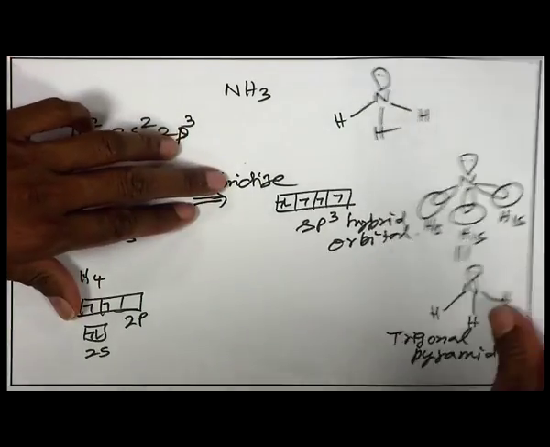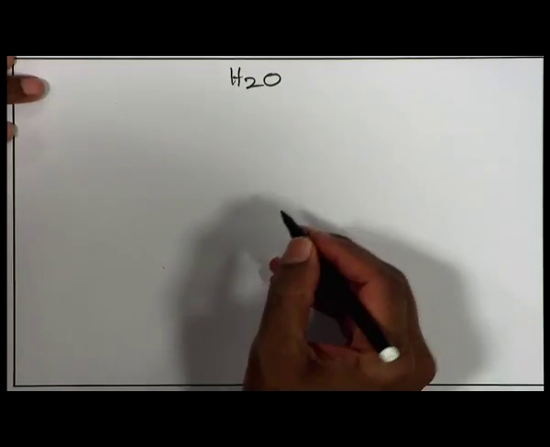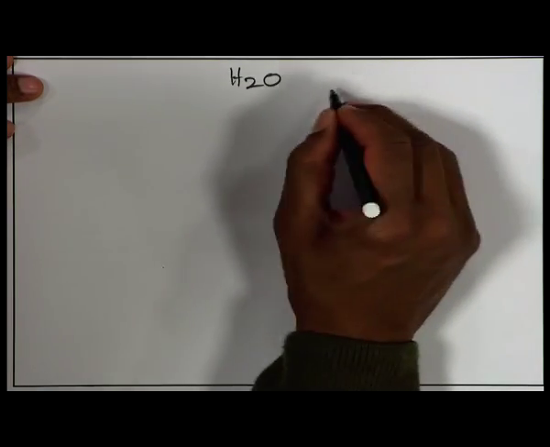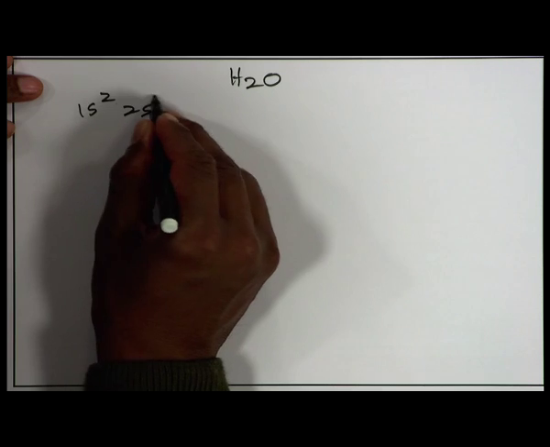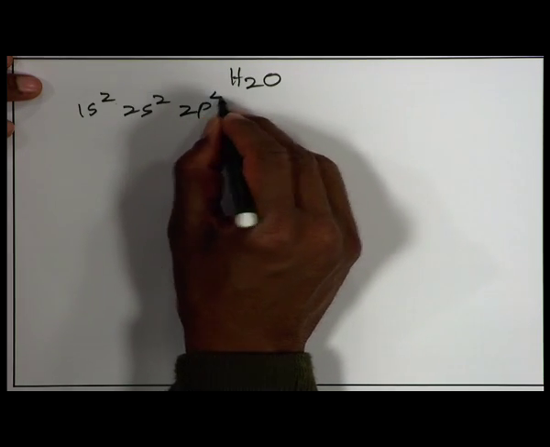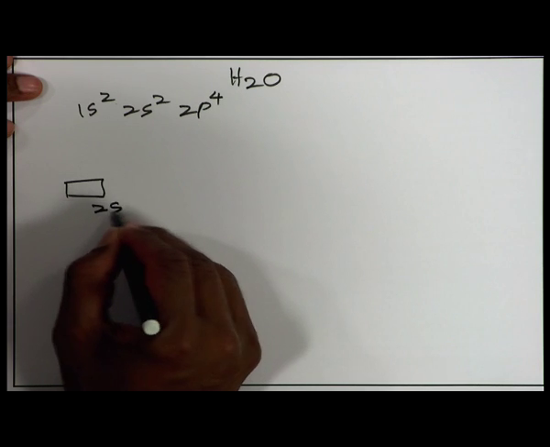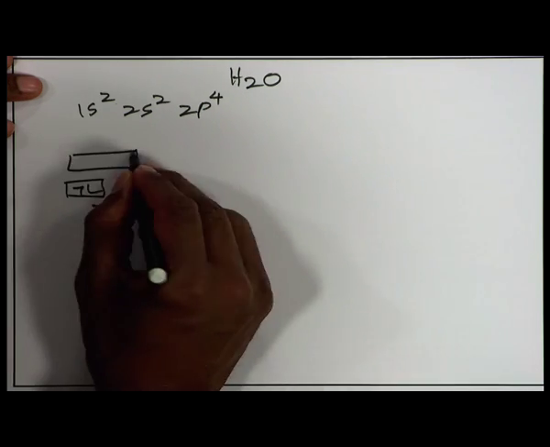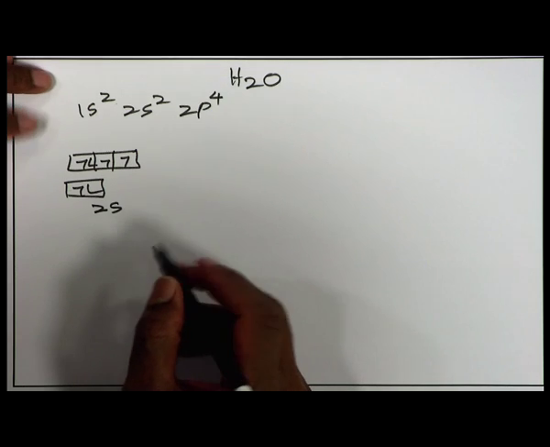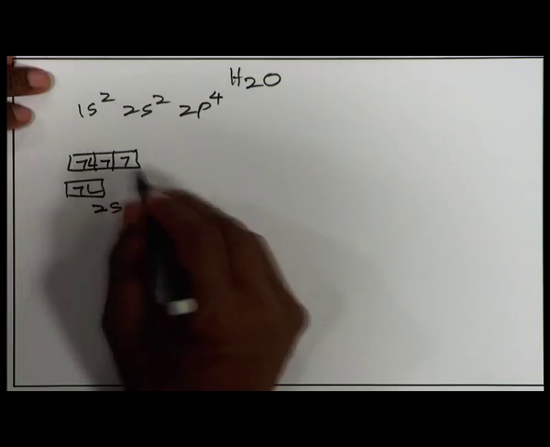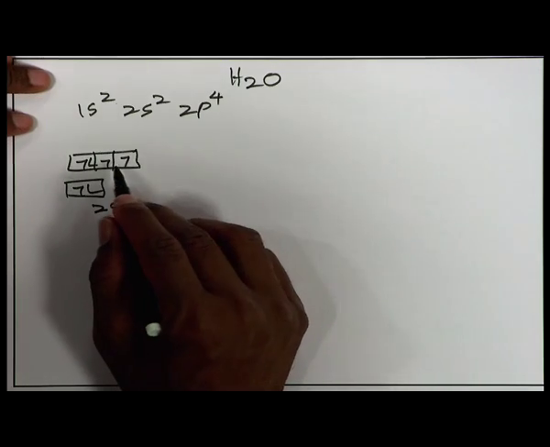Now, let us see another molecule, water, H2O. The central atom is oxygen. If you look at the electronic configuration of oxygen, it is 1s2, 2s2, 2p4. The 2s orbital contains 2 electrons, and then you have the p orbitals containing 4 electrons, like this. There is no need for promotion of electrons, because there are already 2 orbitals containing 1 electron each.